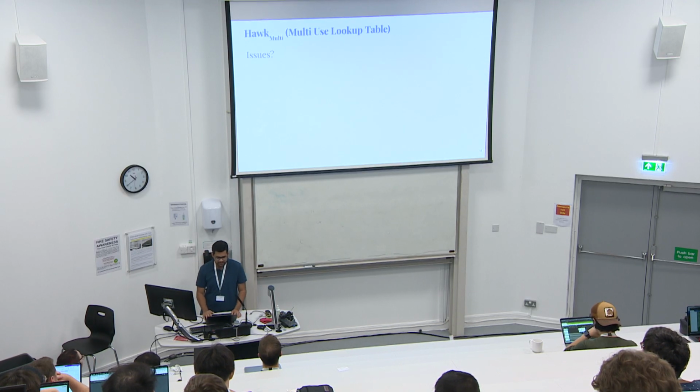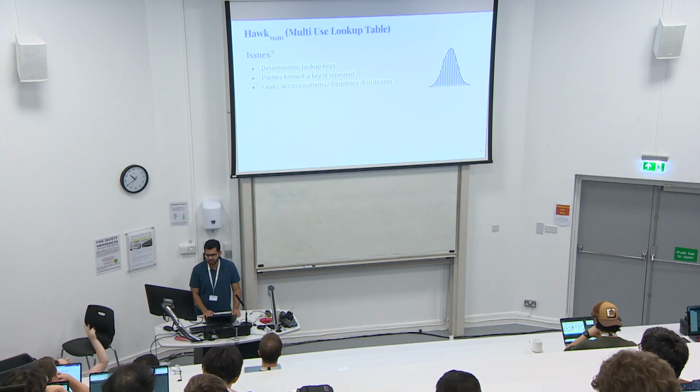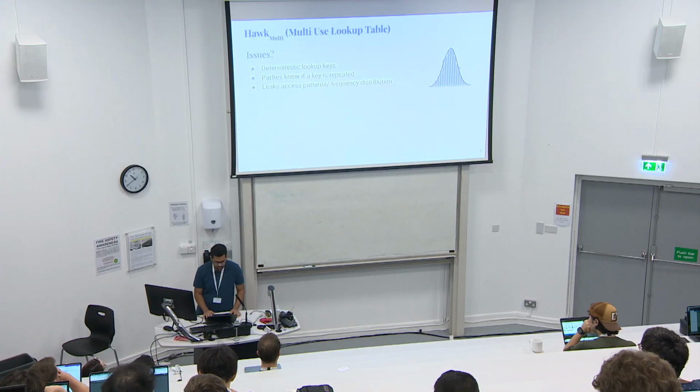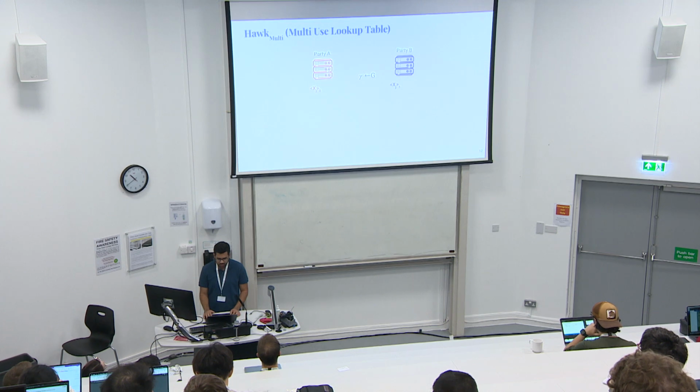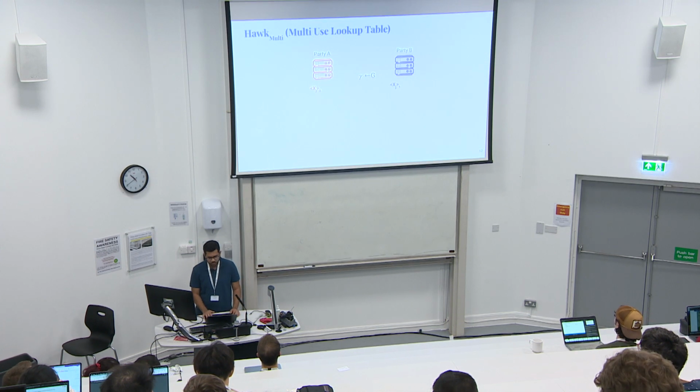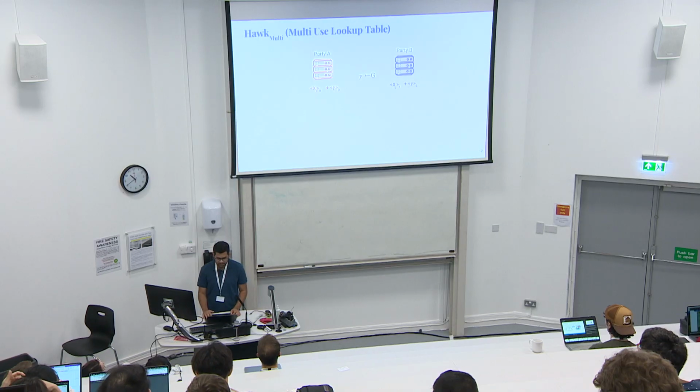What are the issues with this current protocol? The problem is that the lookup keys here are deterministic, so this leaks some information about the access patterns. So the solution is to employ matrix differential privacy and add some noise to the lookups to hide the access patterns. The lookup table protocol works in a similar fashion, but in addition, we add some random noise to the input to hide the access patterns.